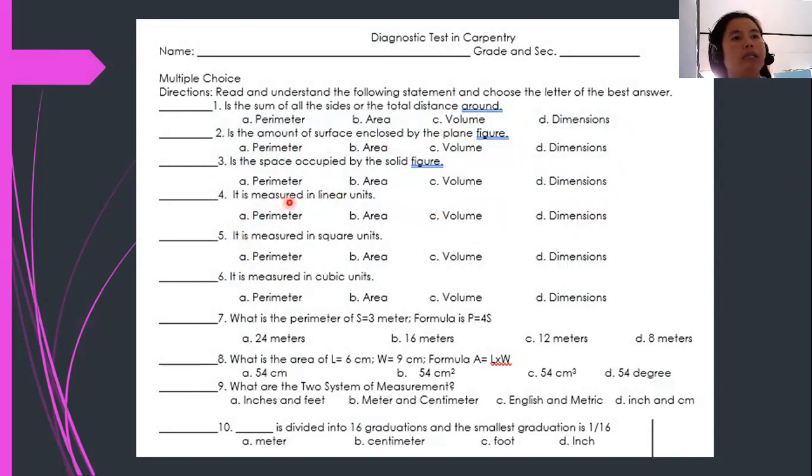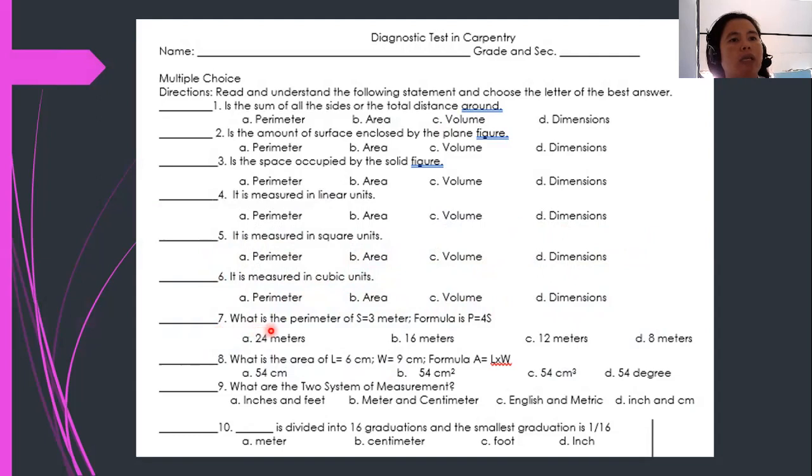4. It is measured in linear units. A, perimeter, B, area, C, volume, D, dimensions. 5. It is measured in square units. A, perimeter, B, area, C, volume, D, dimensions. 6. It is measured in cubic units. A, perimeter, B, area, C, volume, D, dimensions.